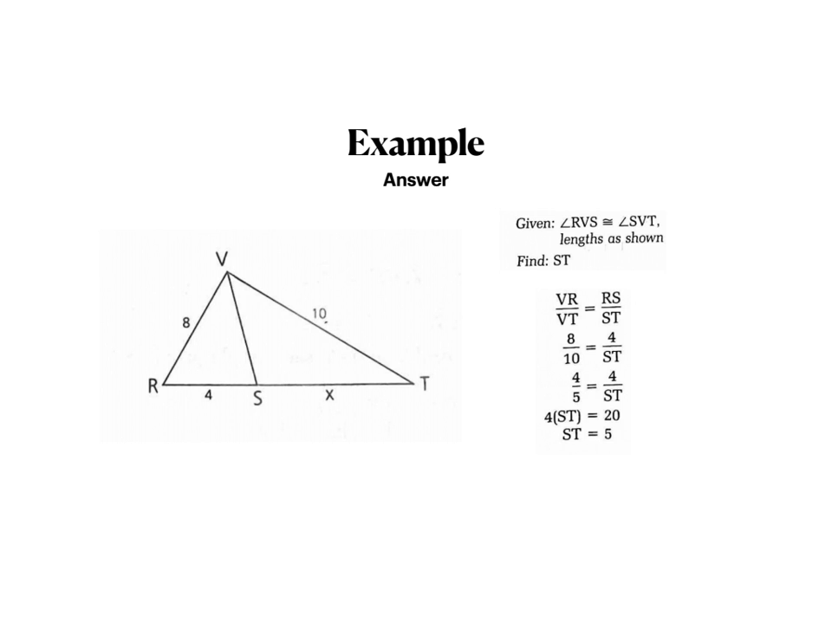Okay, here's my answer. I have VR over VT equals RS over ST. Left is to right as left is to right. Substitute in my values, cross multiply, and solve. So ST is equal to 5.